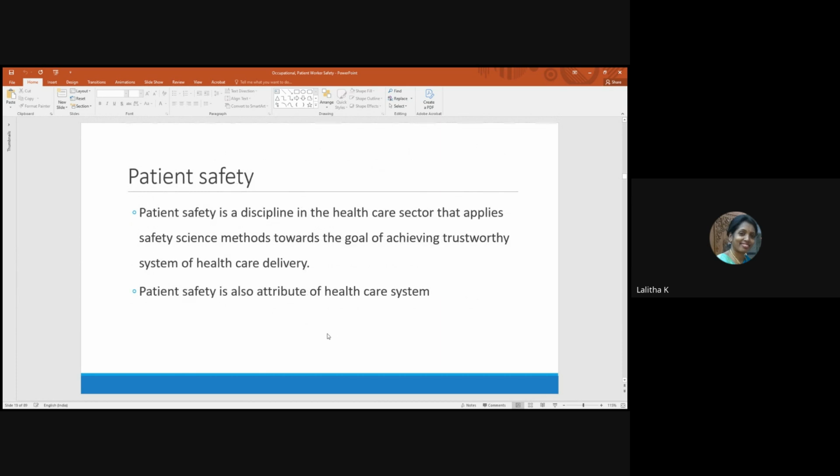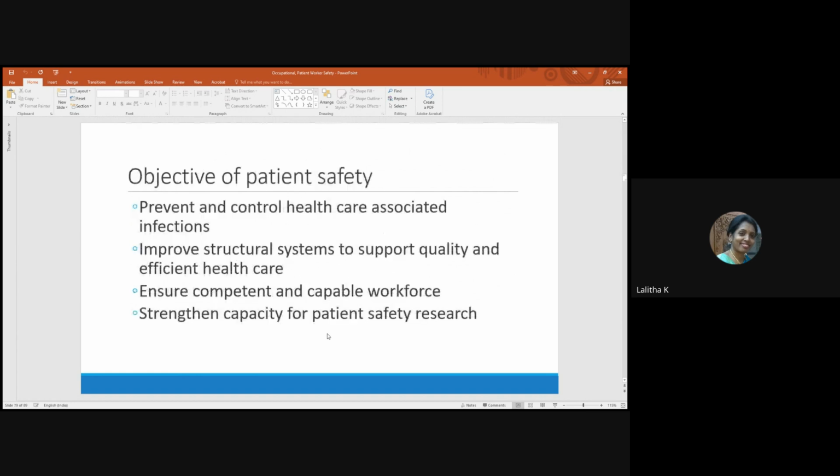Now, coming to the important thing, we are looking not only at worker safety and environmental safety, we are also looking at patient safety. This is a new emerging area. Patient safety is a discipline in the healthcare sector that applies safety science methods towards the goal of achieving a trustworthy system of healthcare delivery. It's one of the important components of the healthcare system. It's not just that we treat the patients, but we also see to it that they are safe and are going out of our healthcare system.